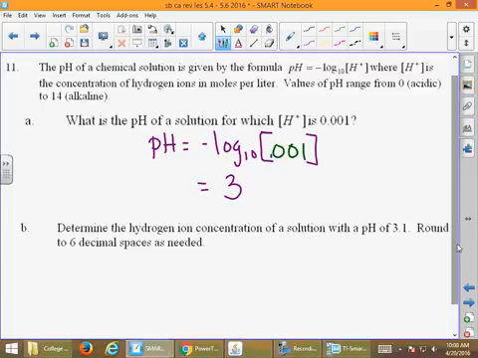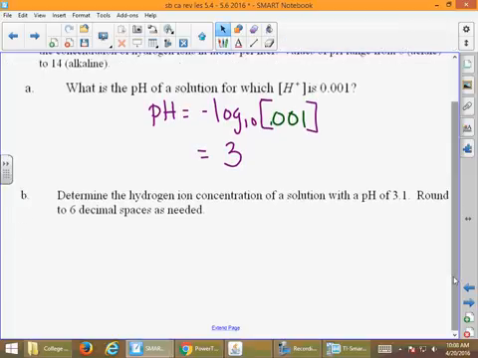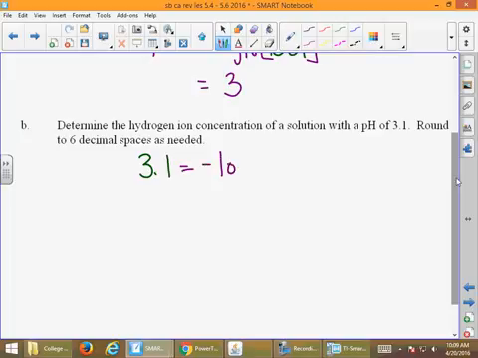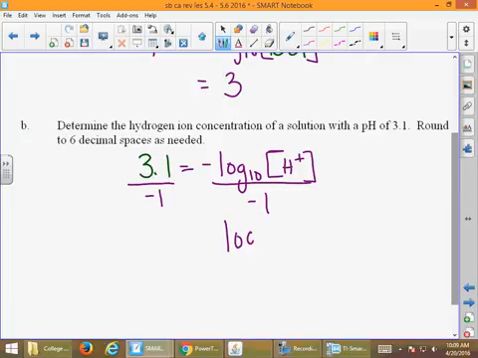It's the next part here, which gives us the pH value, and we need to figure out what the hydrogen ion is. So it's 3.1 going in for our function, equals negative log base 10 of the hydrogen ion. Well, in order to solve this, we need to get that logarithm isolated. And right now it's negative times the logarithm. So we'll divide both sides by negative 1. And now we have log base 10 of the hydrogen ion equals negative 3.1.